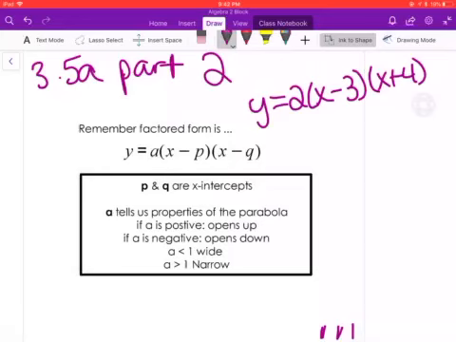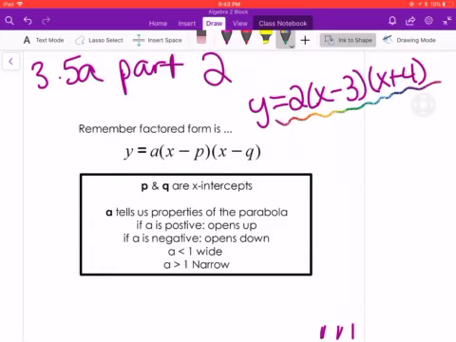Okay, this is part 2 of graphing parabolas with the parent function, and this is factored form, also called intercept form. So we've been solving quadratic equations in factored form and factoring quadratic equations. So this might remind you of an example of a quadratic equation in factored form.